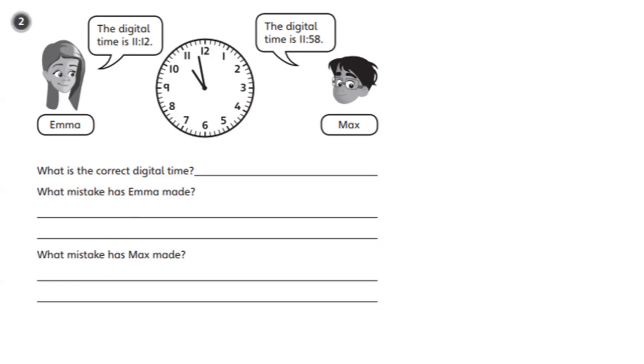And thank you to all of you that have been showing me the sheets that you've been completing. It's really nice to see. And I just want to do a quick reminder, if you ever get stuck, please do come and let me know. So let's read this time.